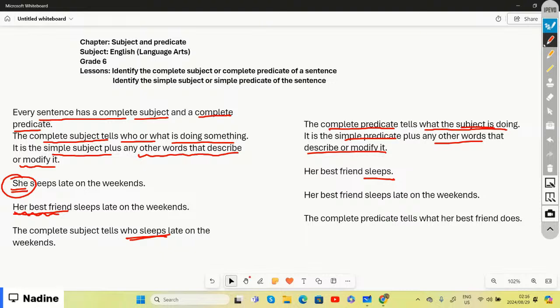The next sentence is her best friend sleeps late on the weekends. So now the question is also, what is the subject doing? What is her best friend doing? She sleeps late on the weekends. All right. So that means the complete predicate tells us what her best friend does. It tells us what the subject does. It tells us what the person or thing does within a sentence.